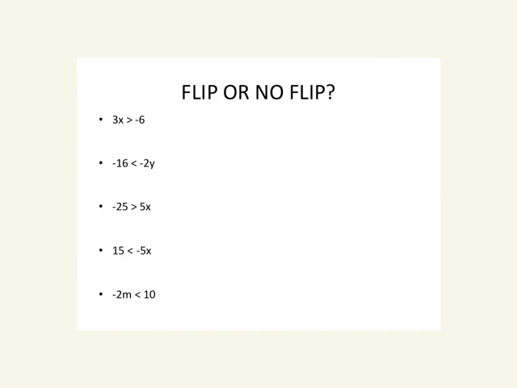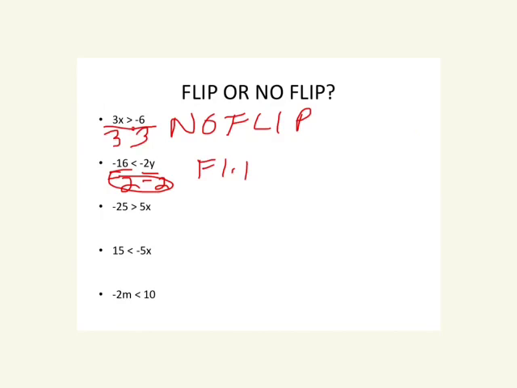So if I'm going to solve this first one here, I have 3x is greater than negative 6, I would divide both sides by 3. Since I'm dividing by 3, I do not flip, so that's no flip. Here, to solve for y, I divide by a negative 2. Since I'm dividing by a negative, I have to flip it. So in this case, I'd have 8 is greater than y, or we'd write it as y is less than 8. We always like to put the variable on the left side.